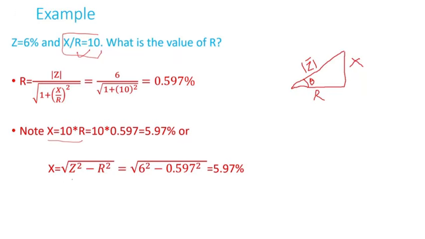Or if you want to use the other formula, we know Z is R plus jX. Or if you want to write it in magnitude, the magnitude of the impedance is the square root of R squared plus X squared. And so from this, you can derive that X is equal to the square root of the magnitude of impedance squared minus the resistance squared. So you get the same value basically.